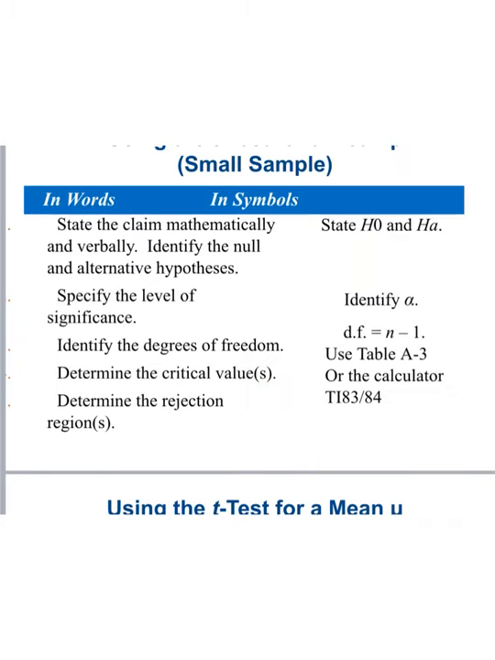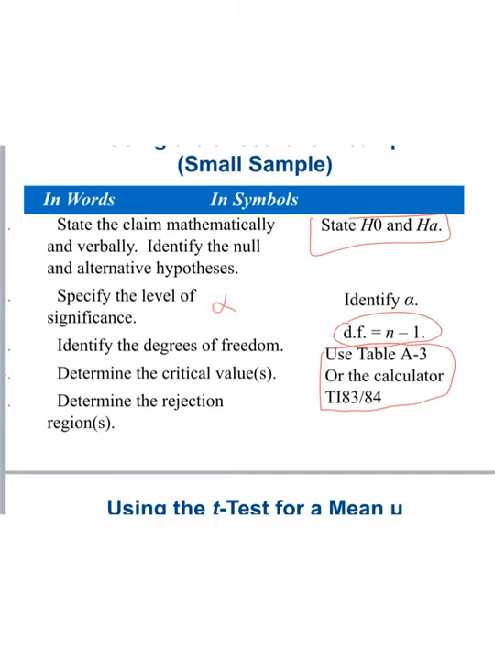Again, the same process. State the claim mathematically. Identify the null and alternative hypotheses. The alternative hypothesis tells you what type of test you have. Specify the level of significance, or find it, it's given to you. Identify degrees of freedom, that's n minus 1. Determine the critical values from alpha, right? Use alpha and the type of test you have, left, right, or two tails, to determine the critical region. And of course, use technology or a table, whatever you need.